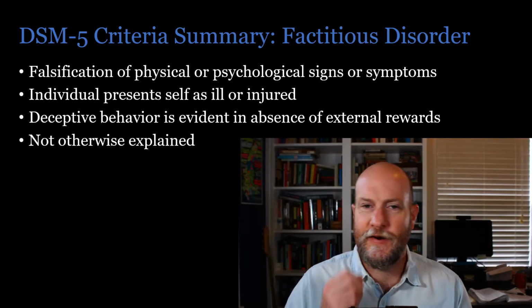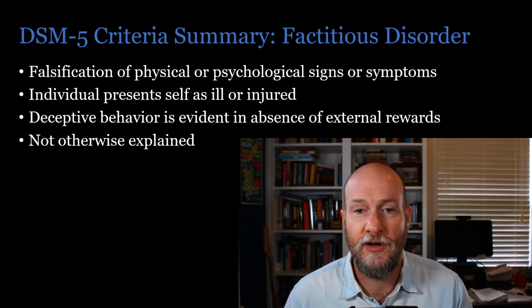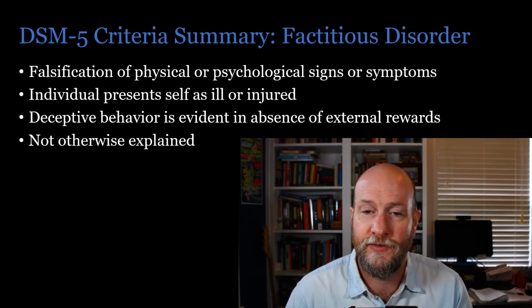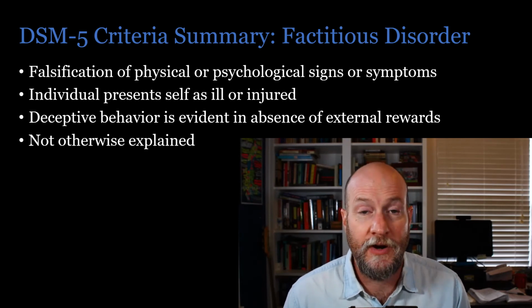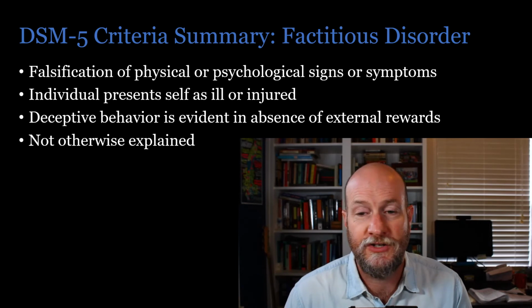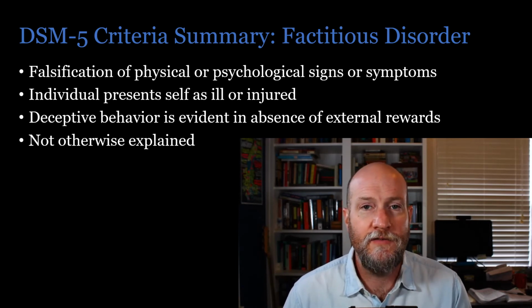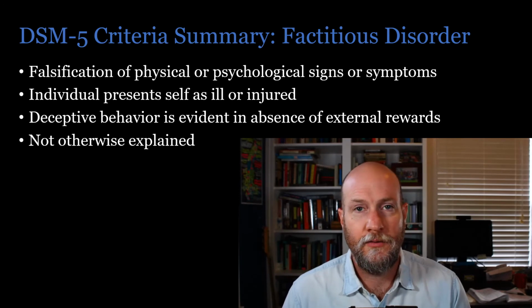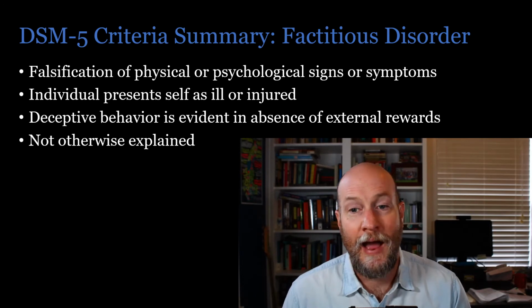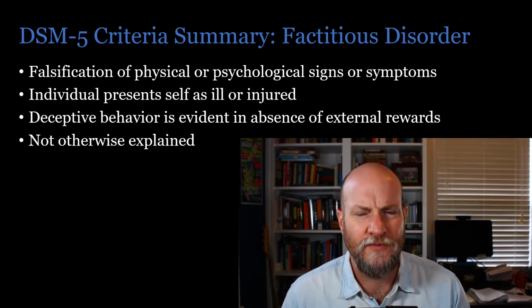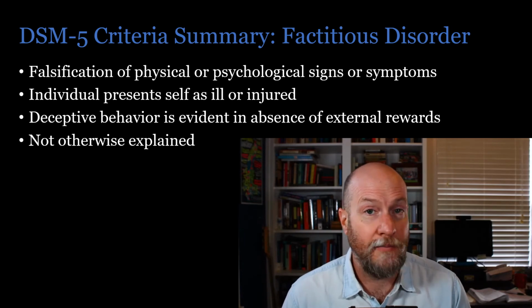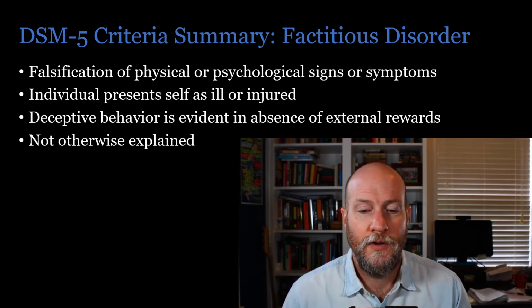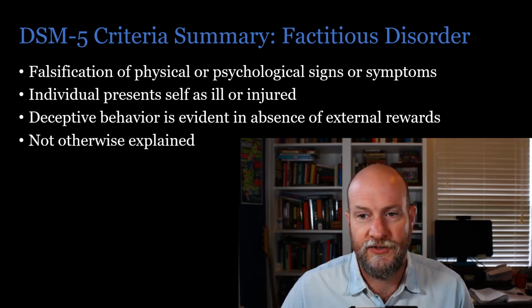So the DSM-5 criteria for factitious disorder are falsification of physical or psychological signs or symptoms, right? So it's not always a physical disorder. It could be schizophrenia, for example. The person could be claiming to have hallucinations or delusions when they don't. The individual presents themselves as ill or injured in some way. And the deceptive behavior is evident in the absence of external rewards. So this is the distinction from malingering, and it is not otherwise explained by some underlying medical condition. Again, we want to make sure there's not some more rational, concrete explanation for what's going on before we would jump to a diagnosis like factitious disorder.